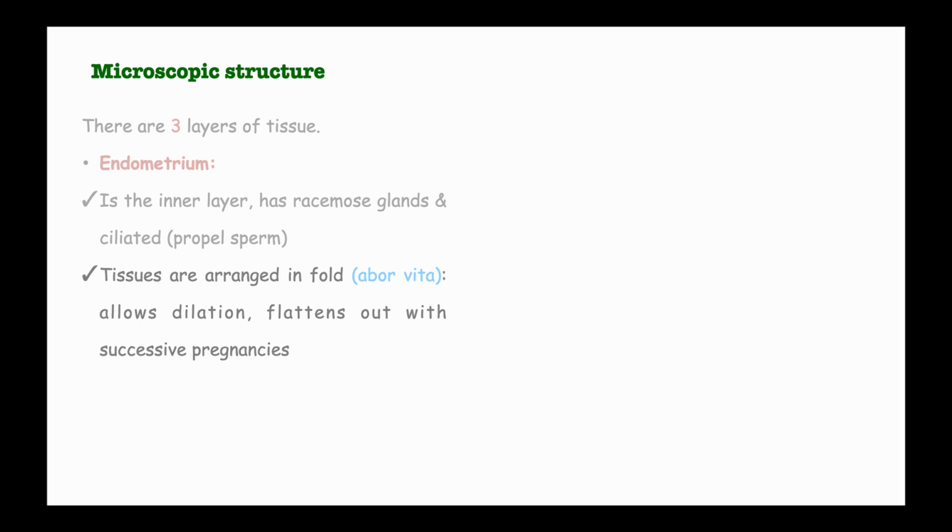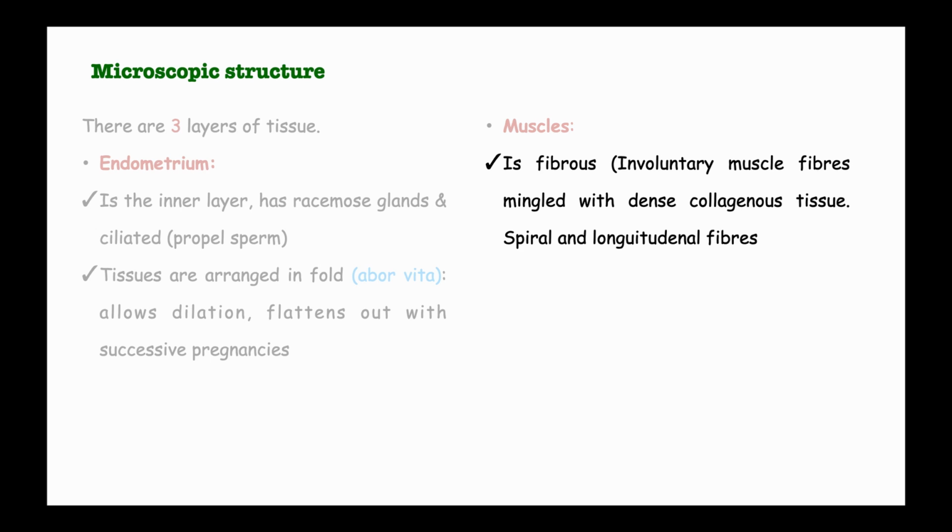Now, the next layer of tissue that we find is the muscle layer, and the muscle layer is predominantly involuntary muscle fibers, which is mixed with dense collagenous tissues, and so it makes it more fibrous in nature. It also has both spiral and longitudinal fibers, which run in both clockwise and anti-clockwise directions inside the cervix. And the proportion of these muscle fibers in the cervix is largely dependent on the hormone level of the individual.